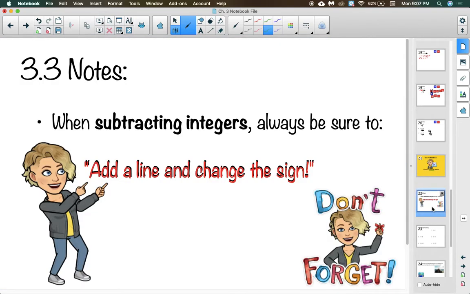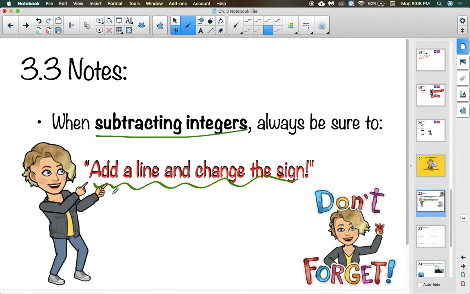Okay? So, first and only note of lesson 3, when subtracting integers, always be sure to add a line and change the sign. Super, super important note here. Highlight it, bold it, color it in, put a sticker next to it, write this on a note card. Make sure this is the most important note in 3.3.